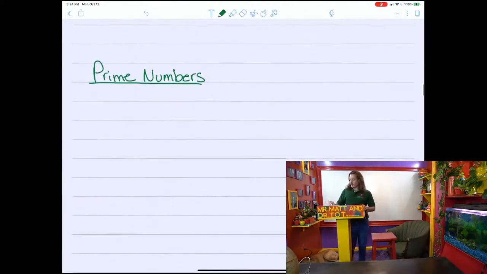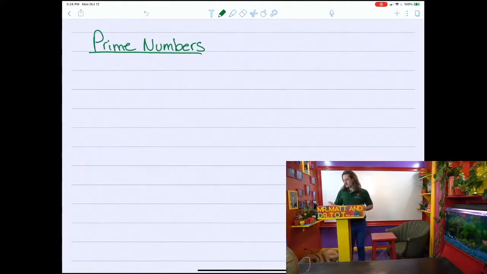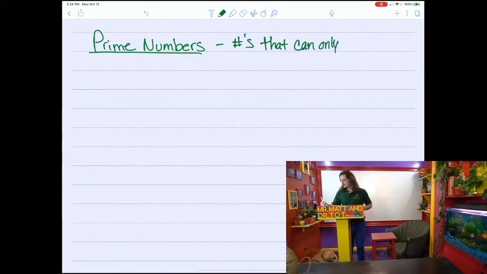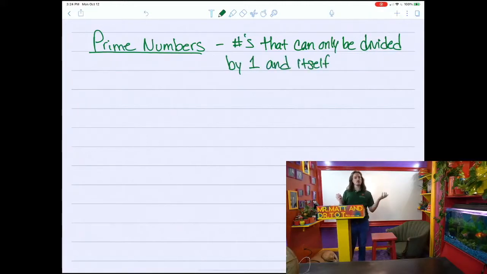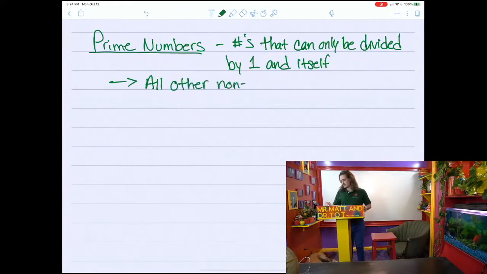Now I want to talk about prime numbers. Prime numbers are numbers that can only be divided by 1 and itself. And so a follow-on, what are non-prime numbers? All other non-prime numbers are called composite numbers.